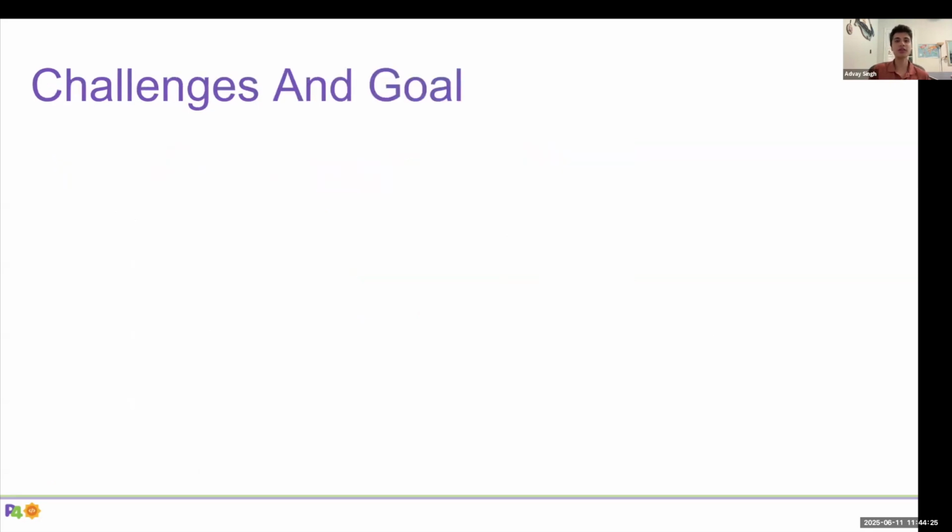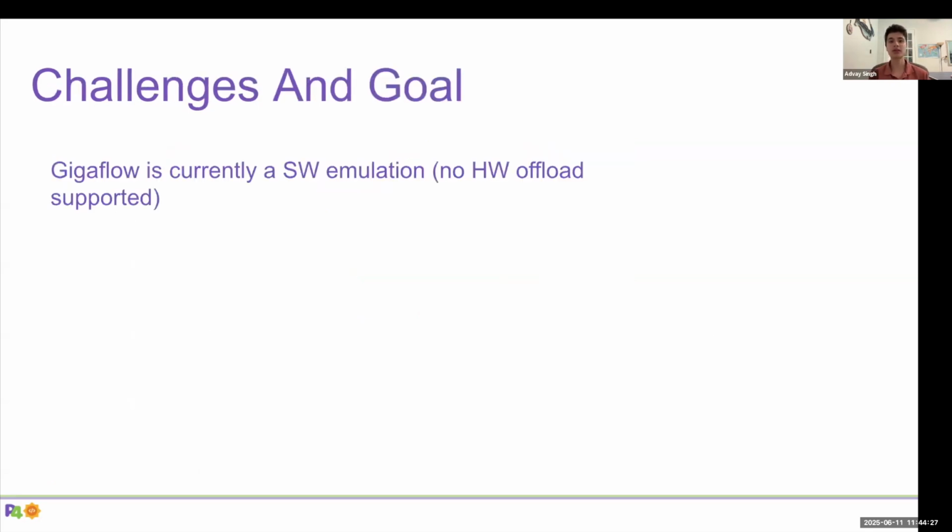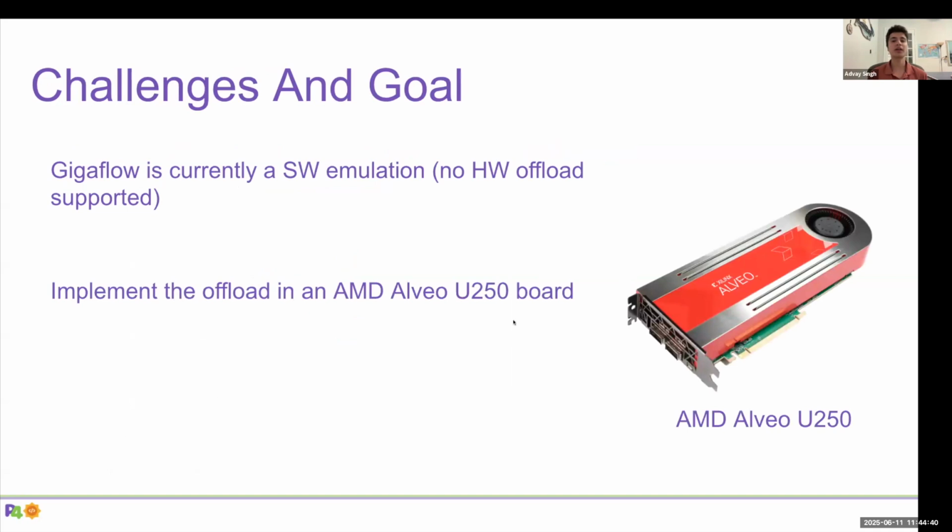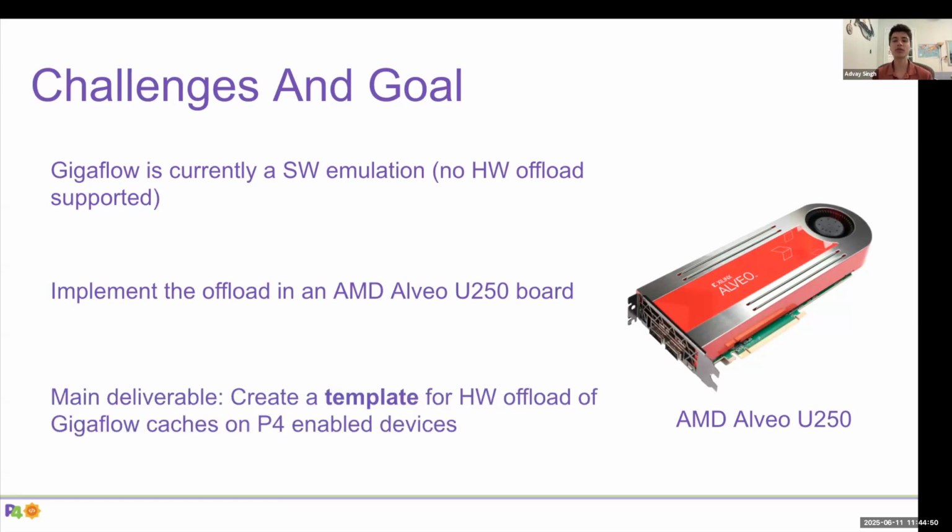So what are the challenges right now? Well, currently GigaFlow is only a software emulation. The proof of concept is there. We know that it has much higher accuracy than the traditional hardware offload caches. However, there is no current hardware support. So my goal in the summer is to create the offload for the AMD Alveo U250 accelerator board, and more importantly, through that, create a template for hardware offload of GigaFlow caches on other P4 enabled accelerators.